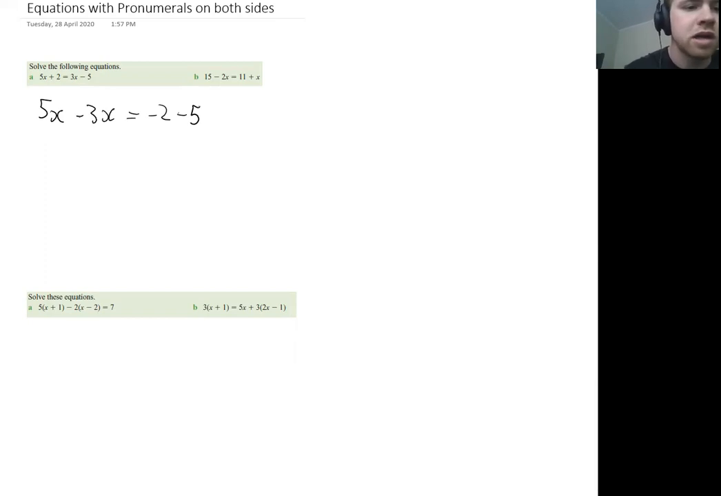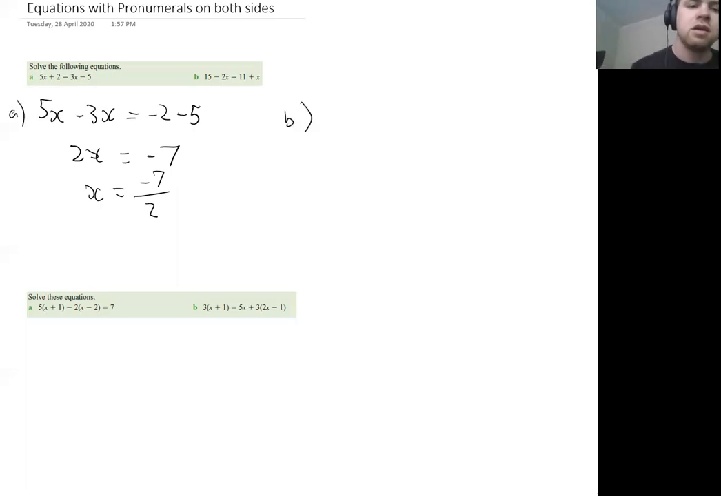So 5x minus 3x, collect like terms, we're left with 2x. Minus 2 minus 5 gives us minus 7 here. Now the last thing we have to do to get x on its own is we need to do the opposite of times by 2, which is divide by 2. So move the times by 2 across to make it divide by 2 as such. Okay, so that's question A.